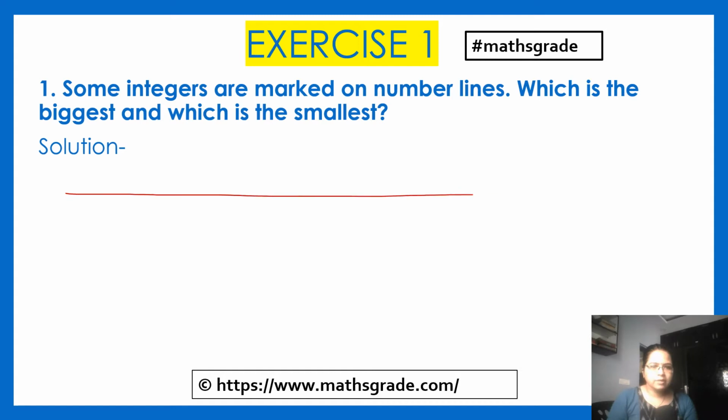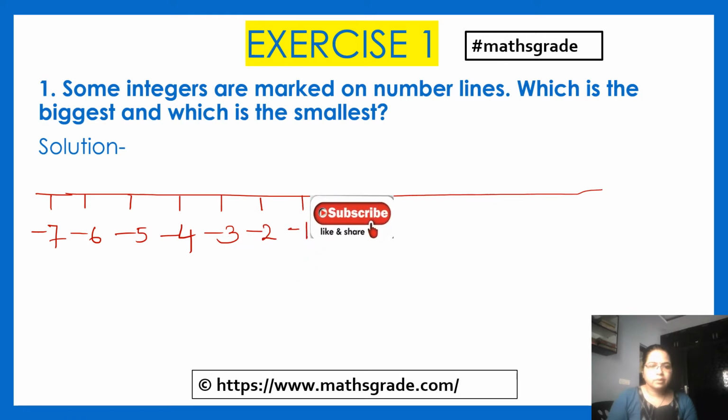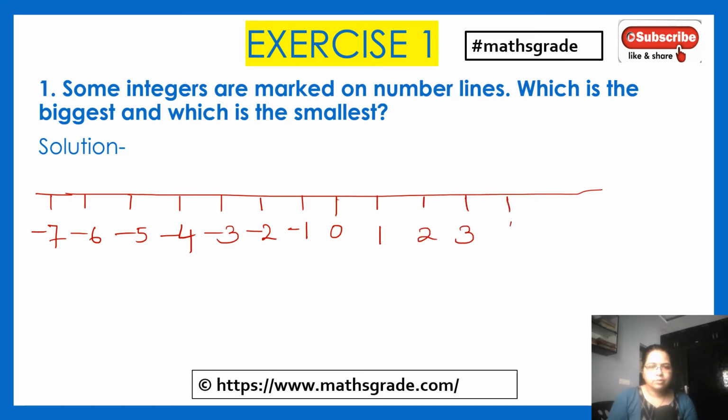This is the number line given, with 0 in the middle. This is the figure given in your textbook. I will draw this one. -1, -2, -3, -4, -5, -6, -7. From 0, the left-hand side has negative numbers, negative integers, and from 0 to the right-hand side all are positive. These are positive integers.